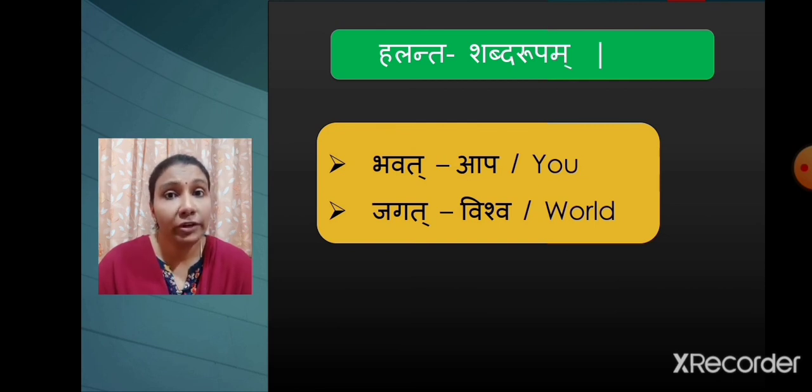There are two word forms which we need to learn by heart, and they are bhavat. It is a vat pratyayanta word. It means aap. In English it can be translated as you. And the next one is takaranta napunsakalingi shabd jagat. It means Vishwa. In English, world. Let's see the forms of the word bhavat in all the vibhaktis.